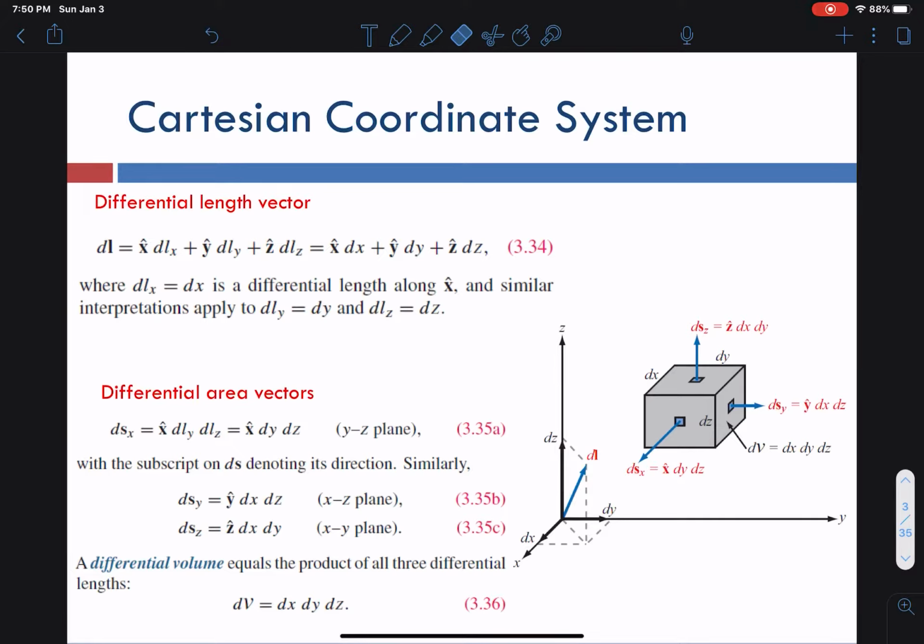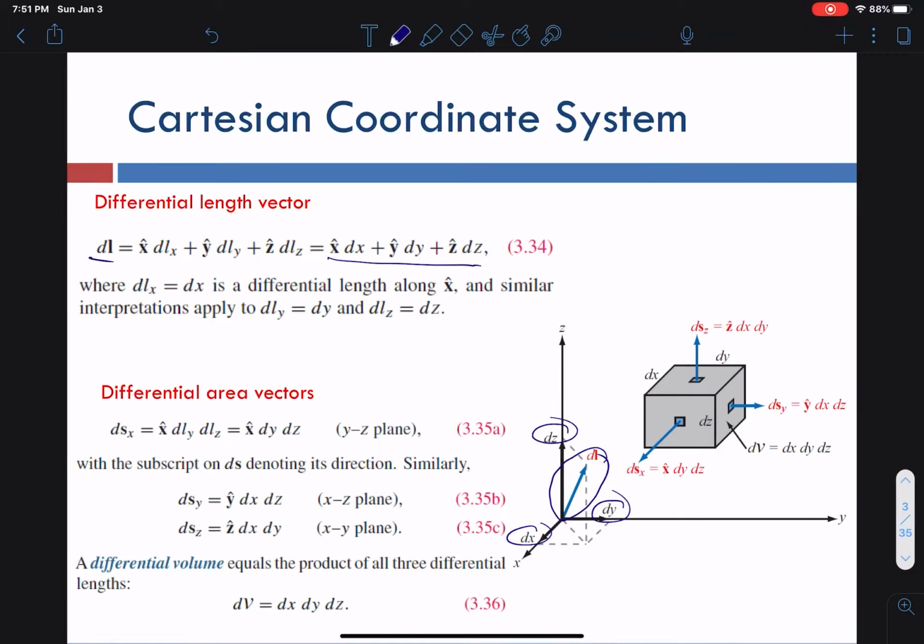In a Cartesian coordinate system, if you have dl, dl is basically the smallest distance possible. So that means it will be a combination of three other things: dx, dy, and dz. So you have three vectors adding together here to find the vector dl, right?